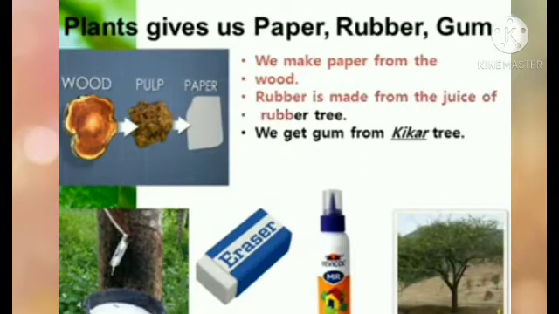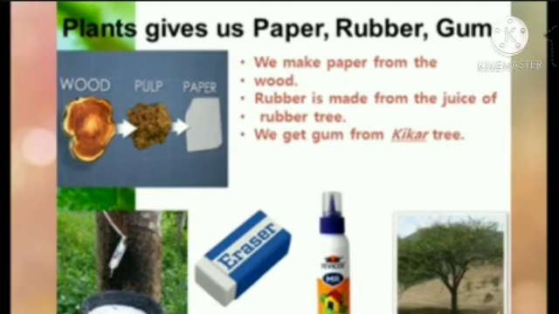Plants give us paper, rubber and gum. We get paper from plants. Paper is used to make books, bags and so on. Rubber is made from the juice of the rubber tree. Rubber is used to make erasers, tires and pipes. We get gum from the kikar tree. Gum is used to make glue.